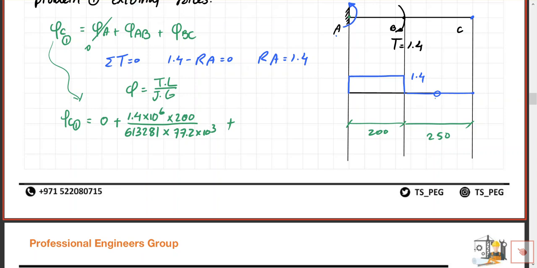Plus at the part BC here the force is 0 so the deformation is 0. 1.4 times 10 power 6 times 200 divided by 613281 multiply 77.2 times 10 to the power of 3 and the answer is phi C1 equal to 5.91 times 10 to the power of minus 3 radian. وهيك بنكون جبنا الديفورميشن الناتج من الاكسترنال فورسز.